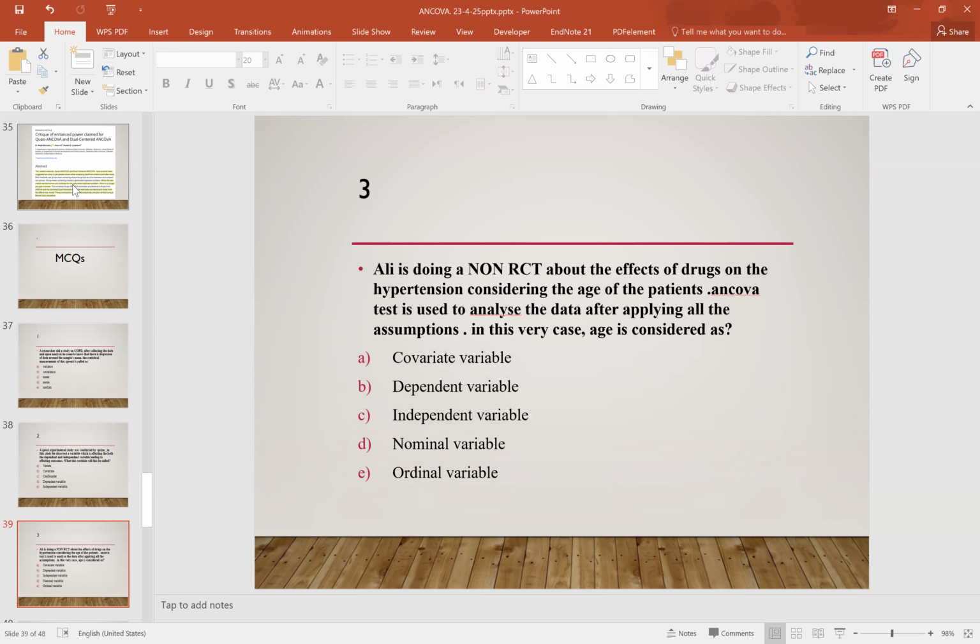Ali is doing a non-RCT about the effect of drugs on hypertension considering the age of the patient. ANCOVA test is used to analyze the data after applying all the assumptions. In this case, age is considered as: covariate variable, dependent variable, independent variable, nominal variable, or ordinal variable? Dependent, B. No, it's A, covariate. Yes, it's a covariate variable.